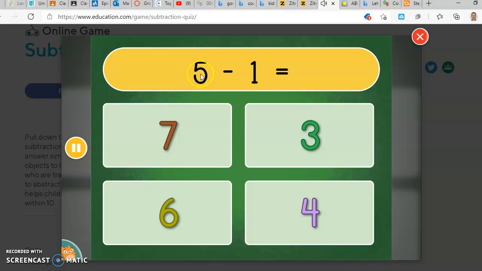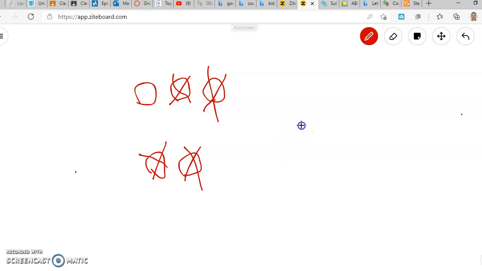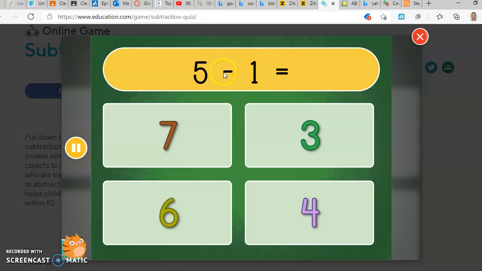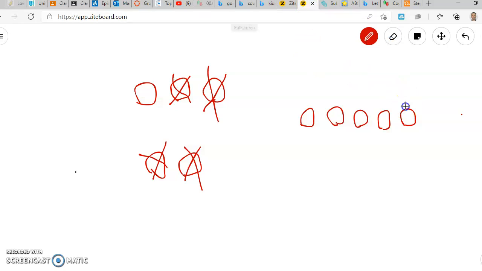All right. Very good. Okay, here's another one. We're starting with 5. Okay, so let me go ahead and draw 5 here. 1, 2, 3, 4, and 5. Okay, and then how many are we subtracting? 5, and then we're subtracting 1. Okay. Let me go ahead and cross one of these out. Taking this one away. How many's left? Can you subitize that? That's right, that is 4. 1, 2, 3, 4.